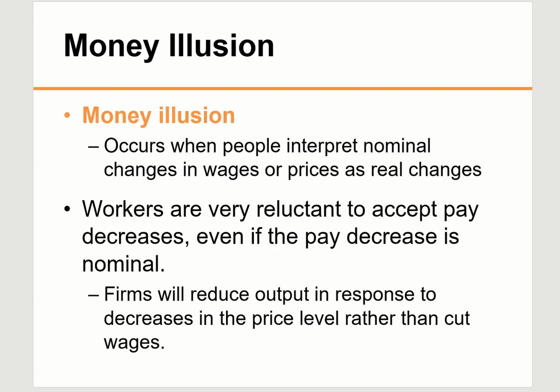All right, so money illusion. This happens whenever the nominal price changes, but consumers believe it might be a real price change. The difference is that your nominal price is the price you see on the sticker. The real price is how much good you can buy with the price on the sticker.